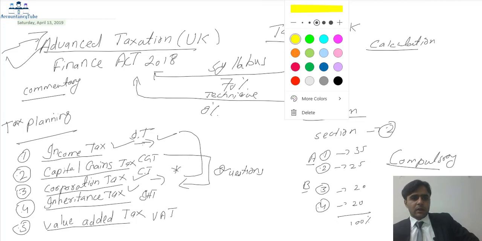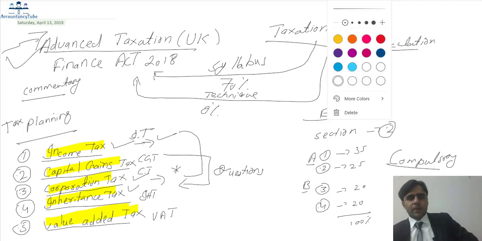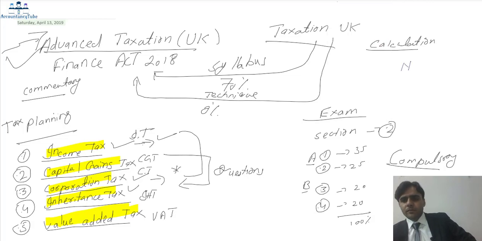Income tax, corporation tax, capital gains tax, inheritance tax, and the value added tax. Now, although these are the main topics, there are certain other topics as well. Let me change the color of the marker to purple. There are certain other topics which are also part of the syllabus, like national insurance contribution.